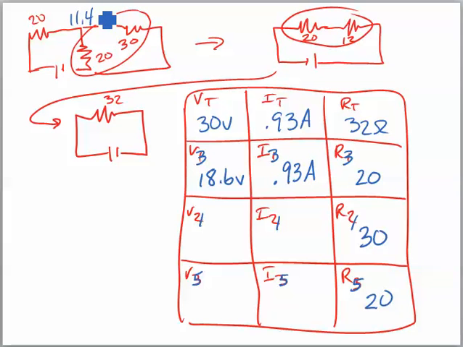Well, what do we know about a parallel circuit? This 11.4 volts, both branches in a parallel circuit are going to get those 11.4 volts. Again, we're left with our equation, V equals I times R. If I take 11.4 and divide it by 30, and take 11.4 and divide it by 20, that's going to give me I4 and I5.